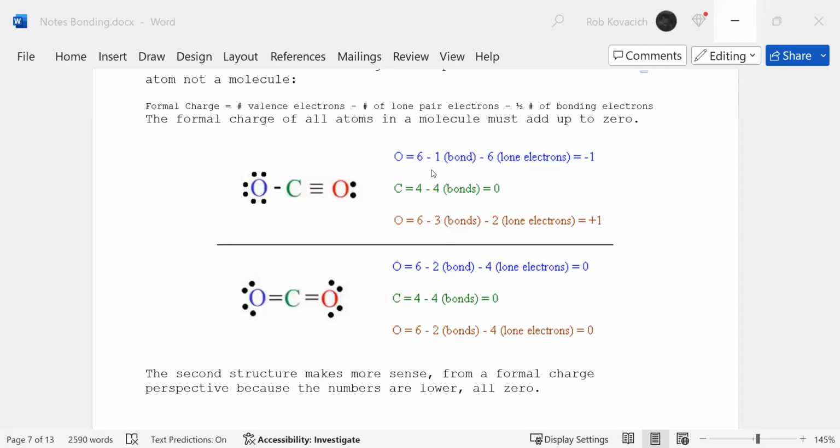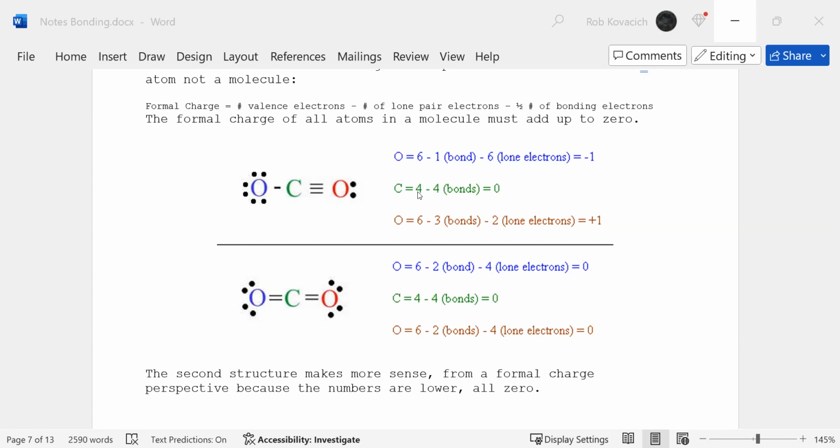Let's do that again. This 6 represents the number of valence electrons. Oxygen is in column number 16, so it gets 6 valence electrons. To that, I'm going to subtract off the number of lone pair electrons, and lone pair electrons is 6: 2, 4, 6. Then I'm also going to subtract off 1/2 the number of bonding electrons. This is a bond, it's got 2 electrons, so I'm going to subtract 1/2 of these 2 electrons. That'll be 1 electron, so there's 1 bonding electron. That gives me a total of -1. 6 minus 1 minus 6 gives me -1.